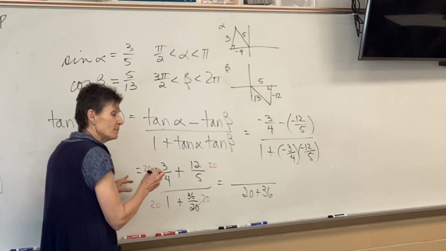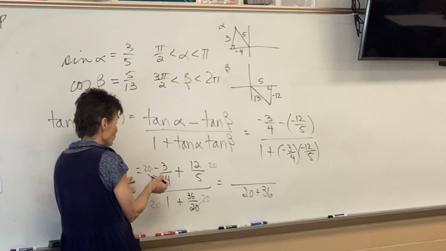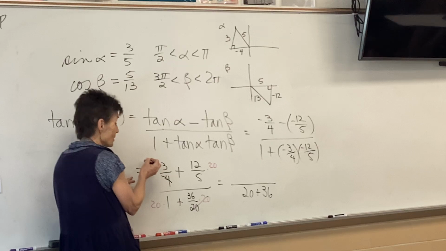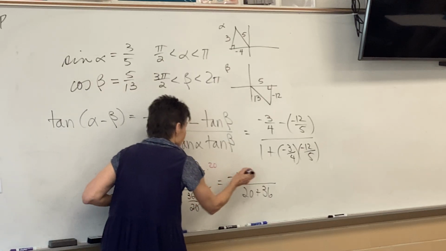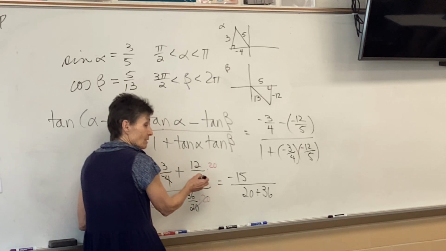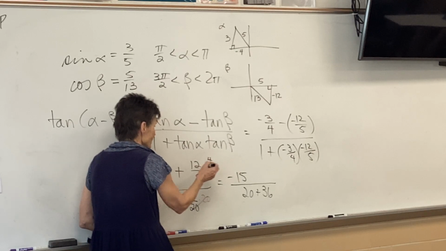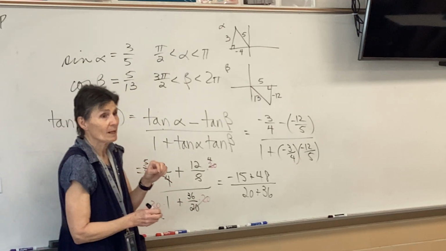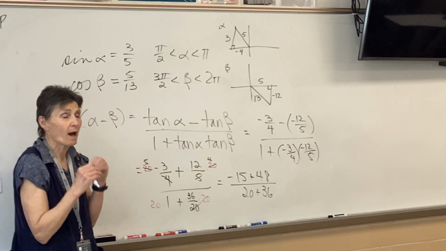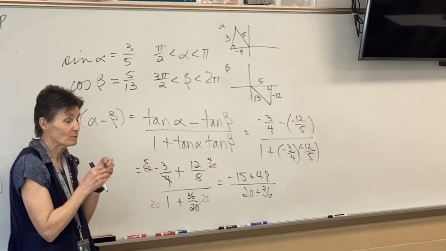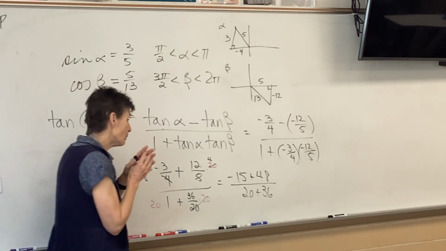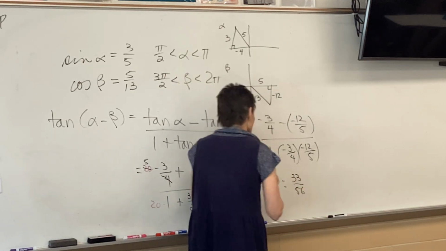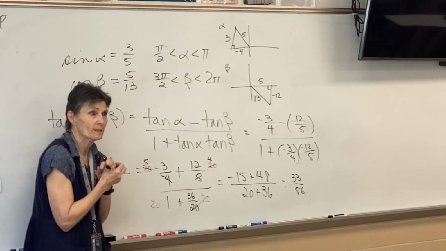Now the top, you gotta be careful. You multiply by 20, so the 4 will cancel, but leave a 5. So that's -15. And what about here? 5 will go into that 20, 4 times 48. The idea, by multiplying by 20, you got rid of all the denominators. That's why you did that. So now we end up with, what? 33 over 56. And that's your answer.